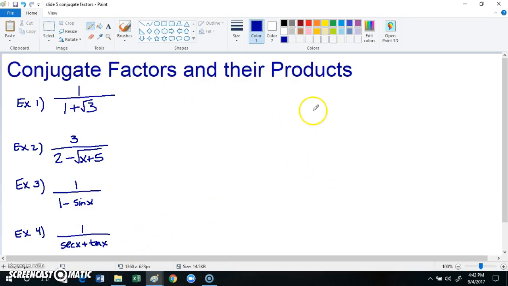All right, moving on, we're going to take a look at a new topic called conjugate factors. So in the factoring patterns, you saw some conjugate factors, a plus b and a minus b. Here are 2 factors, they are conjugates. Remember, a factor times a factor is a product.